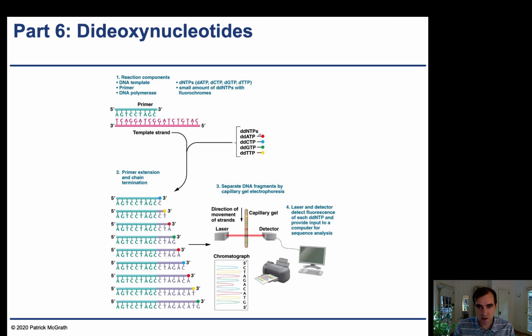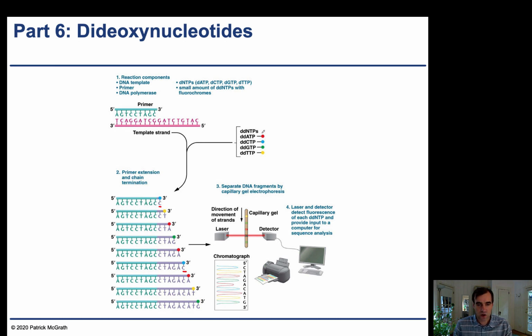And so the idea behind this is now we not only have ddATP, ddCTP, ddGTP, and ddTTP, but we've also incorporated a unique dye into each of them. And so this one is labeled red, this one is labeled blue, this one is labeled green, and this one is labeled yellow. And so again, we spike in a small amount of that. And so what you end up having is extensions that terminate at different points. And depending on which nucleotide it terminates on, determines the color of the dye that is incorporated into it.